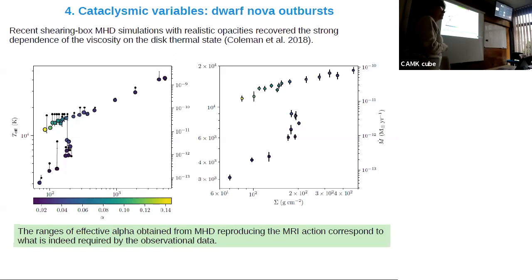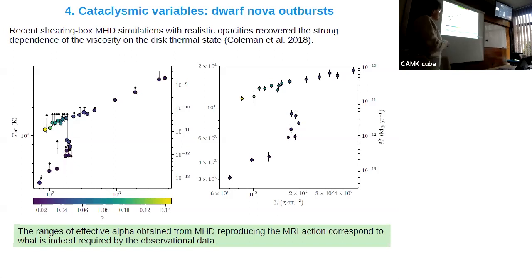So, you know, what is the time scale of this jump of the viscosities? Is it consistent with the outburst? They do not do the global simulation. They do not reproduce the limit cycle. Each of those points comes from a separate MRI run. They cannot do the global simulation, not in the shearing box approximation.